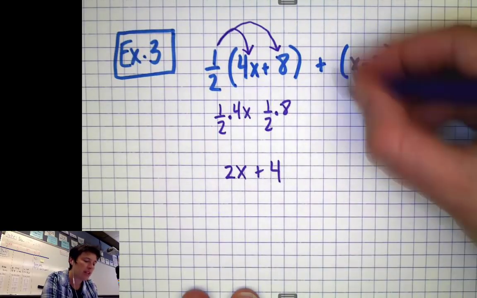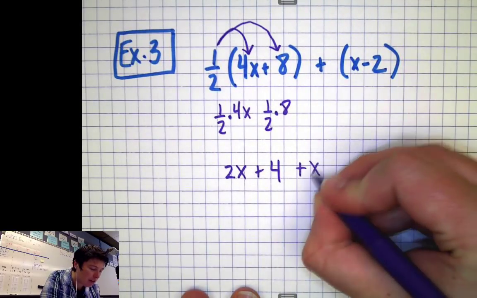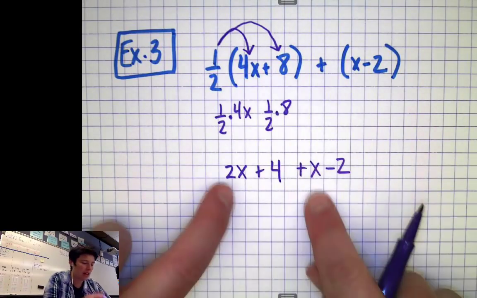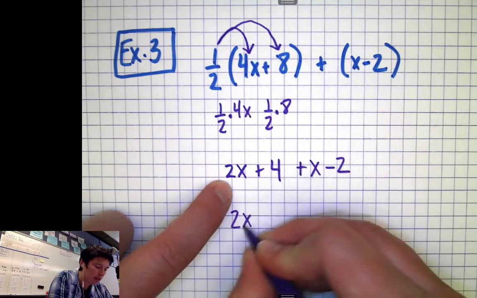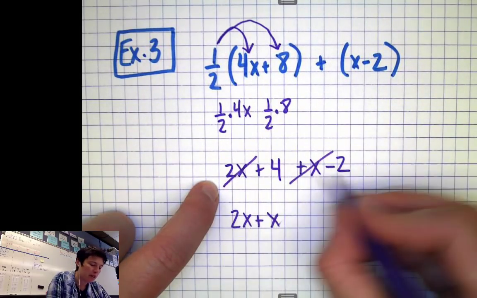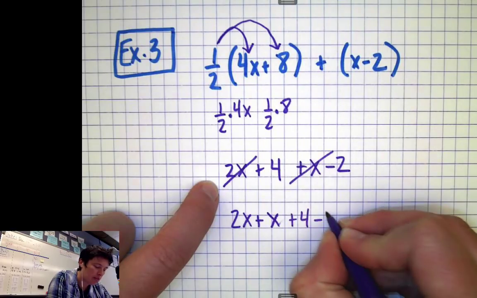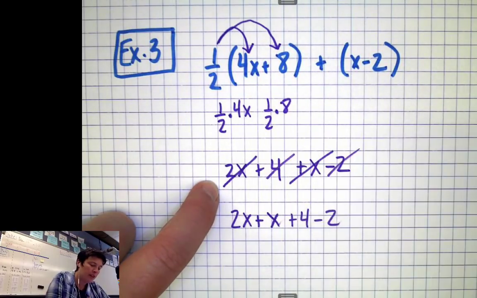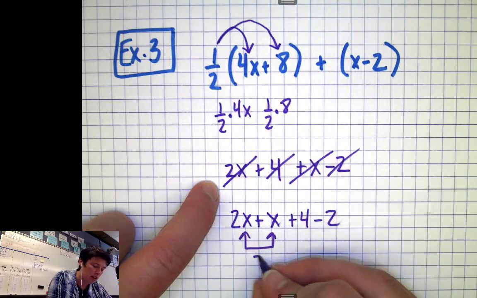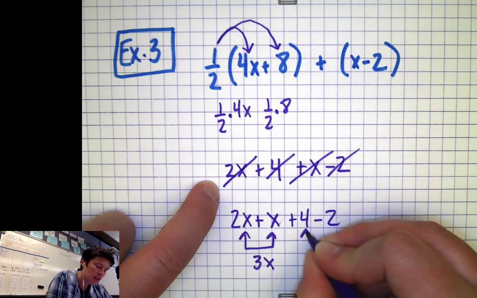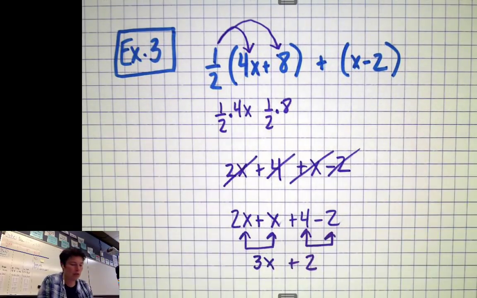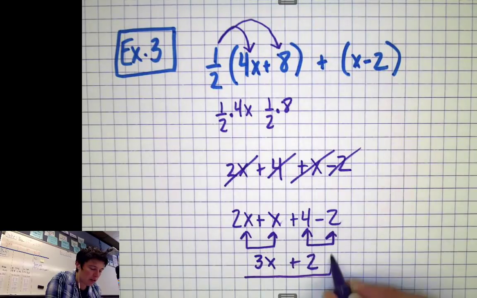And then we have plus x minus 2, and we're ready to get rid of those parentheses and simplify. So I'm going to put my x's together, 2x plus x, and cross them out. I'm going to put my 4 and minus 2 together, plus 4 minus 2, cross them out. And then I'm going to combine my like terms. So 2x plus x makes 3x. And 4 take away 2 is a positive 2. So here's my simplified solution, 3x plus 2.